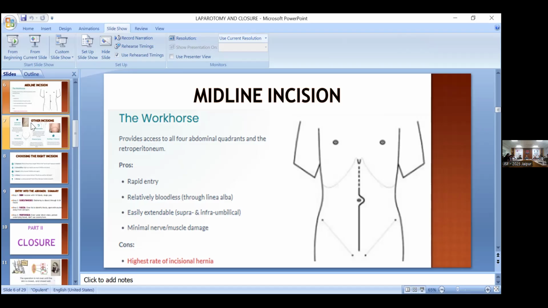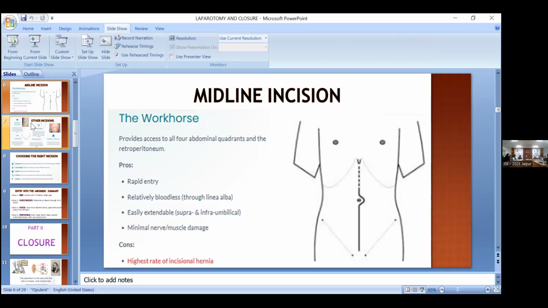And we can extend it in either the upward direction or the infraumbilical direction, depending upon where the pathology lies. Suppose we feel initially that the pathology is in the lower abdomen, but when we open the abdomen, we feel that either the lesser sac, the colon, or the stomach may be involved, and we want to extend it supraumbilically. It is very easy to do so with the midline incision, and may not be that easy with the other incisions in the abdomen. Also, with the midline incision, there is minimal damage to the nerves in the abdomen, and we don't have to cut any muscles.